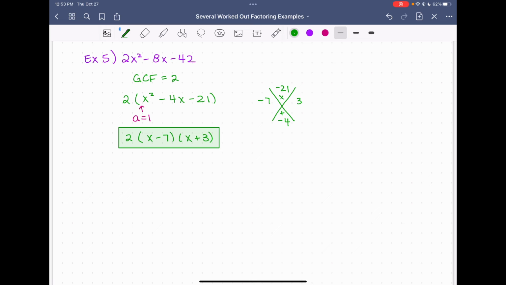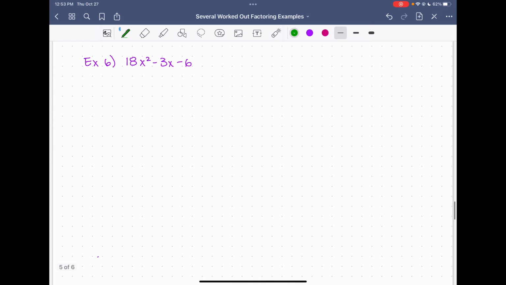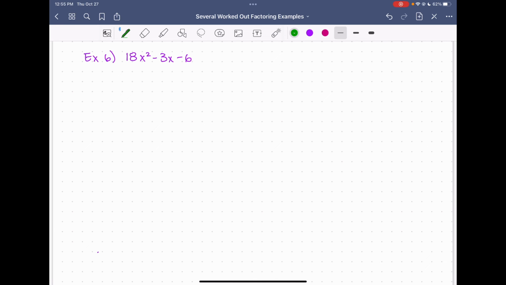Okay, let me do one more of these with you, and then I'll give you one more to try on your own, and that'll be the end. So let's look at this one. It does look like we have a greatest common factor. Looks like there's a 3 that can go into everything. Greatest common factor is 3. That leaves us with 6x squared minus x minus 2.